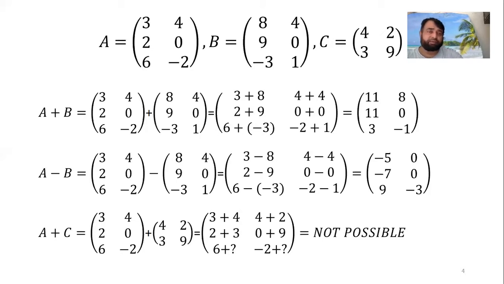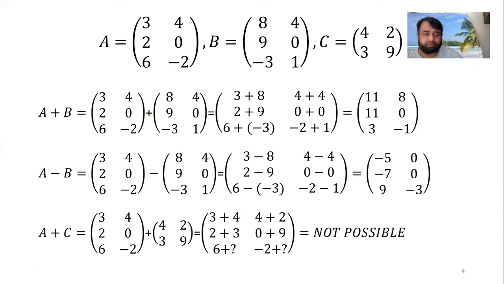Similarly, if I think about other elements, for example 0, its position is row 2, column 2. Here the 0 in the other matrix is in the same position, row 2, column 2. So we can add 0 and 0. Similarly, if you want to add 6, its position is row 3, column 1. And the -3 in the other matrix is in row 3 and column 1, the same position.